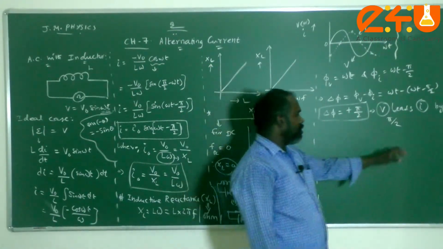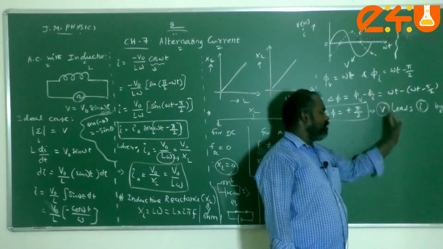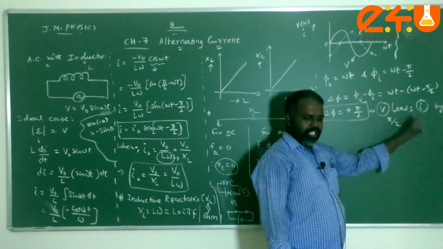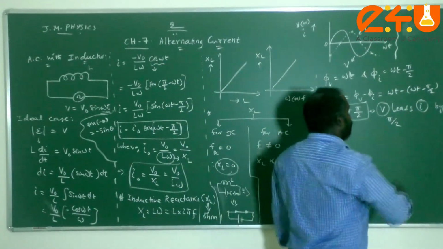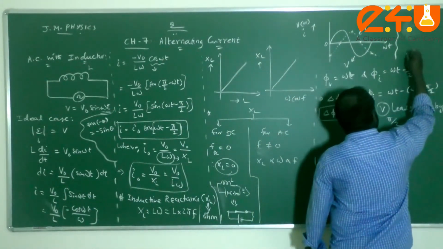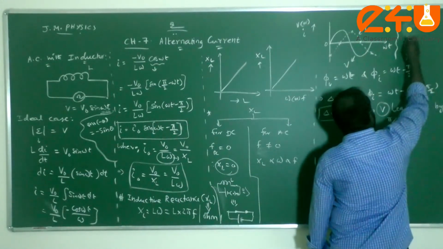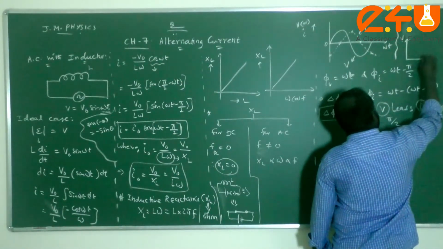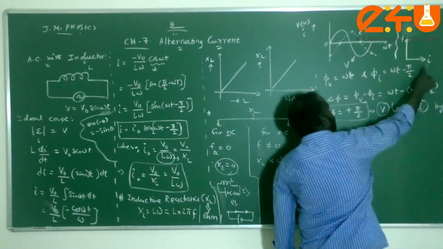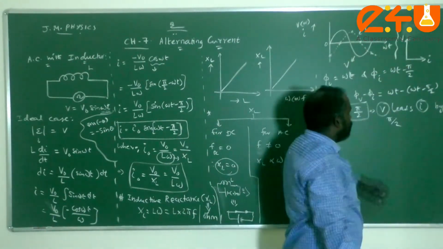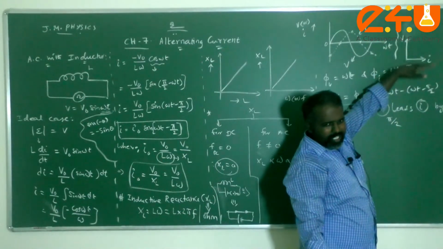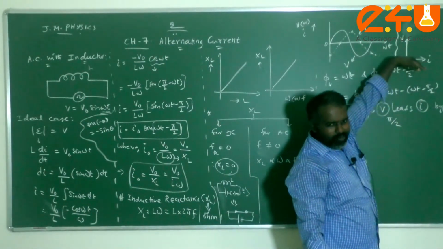Or we can say that current lags the voltage by pi by 2, or voltage leads the current by pi by 2. Because of that, I can draw the phasor diagram. Since, when compared to voltage, current is lagging, voltage is leading, that is, towards the positive axis.